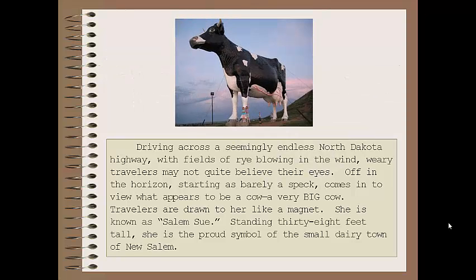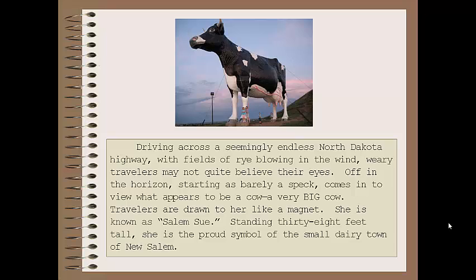Driving across a seemingly endless North Dakota highway, with fields of rye blowing in the wind, weary travelers may not quite believe their eyes. Off on the horizon, starting as barely a speck, comes into view what appears to be a cow, a very big cow. Travelers are drawn to her like a magnet. She's known as Salem Sioux. Standing 38 feet tall, she is the proud symbol of the small dairy town of New Salem.